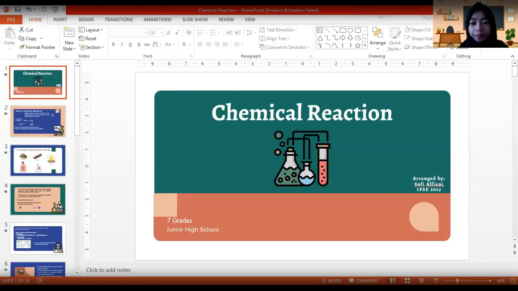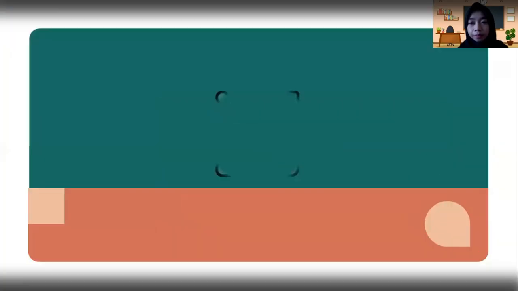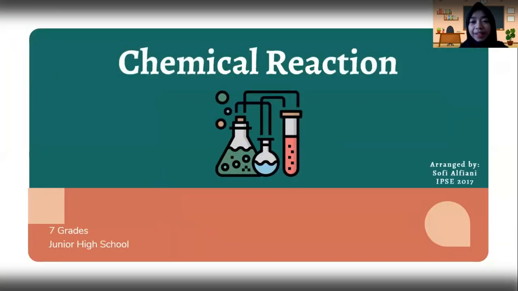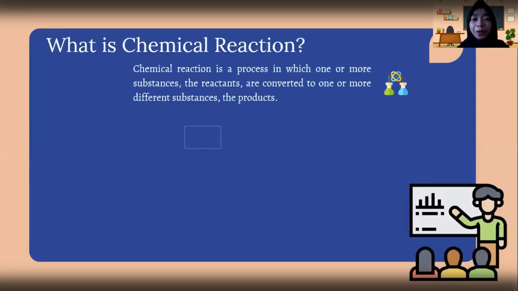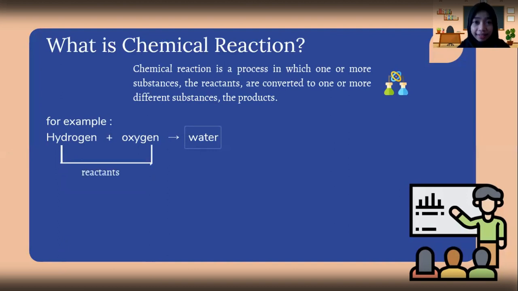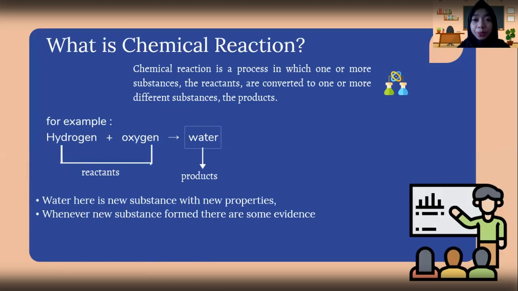And here we have a presentation about chemical reactions. So, what is a chemical reaction? A chemical reaction is a process in which one or more substances, which we call reactants, are converted to one or more different substances we call products. For example, hydrogen reacts with oxygen to produce water. Hydrogen and oxygen here are the reactants, and the water here is the product. Water is a new substance with new properties.